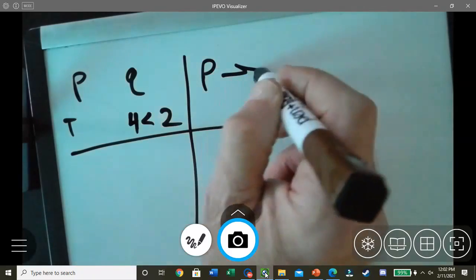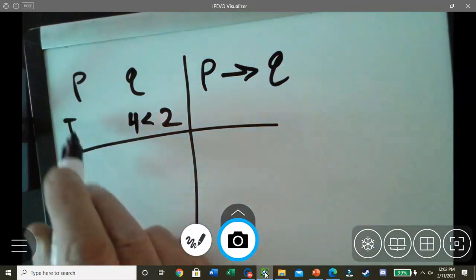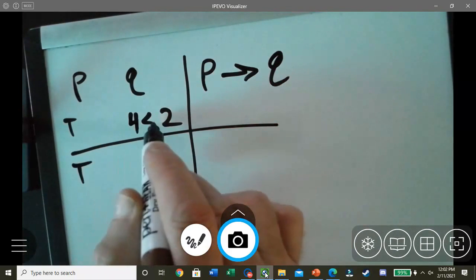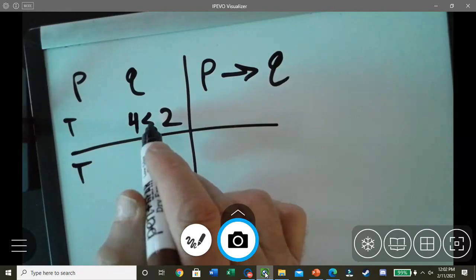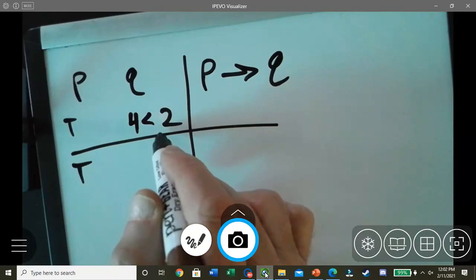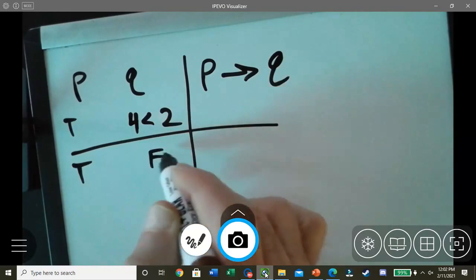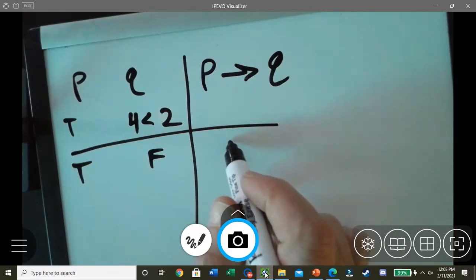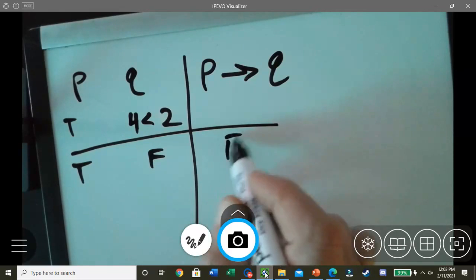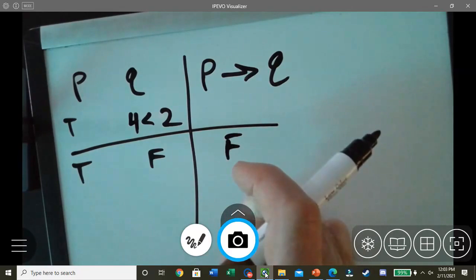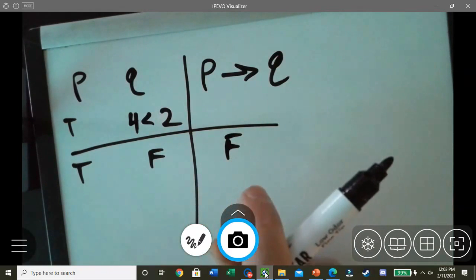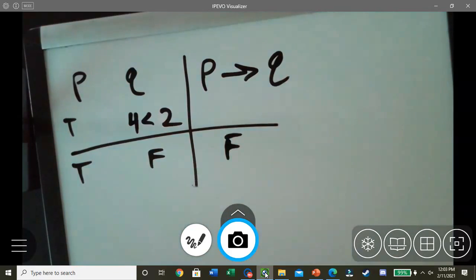So if P, then Q. If this is true, then this is automatically true. 4 is less than 2. Is that a true statement or a false statement? False. So we're saying if true, then false is true or false? That's false. That's the only one that's false. If true, then false is the only one that's false. Okay? Questions there?